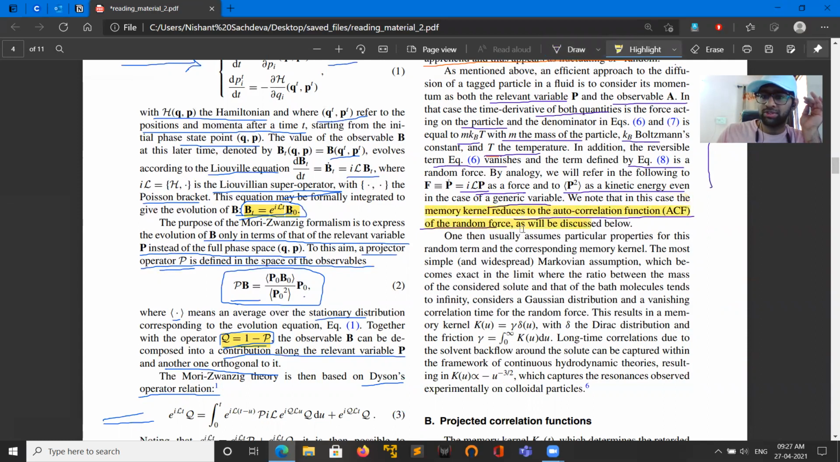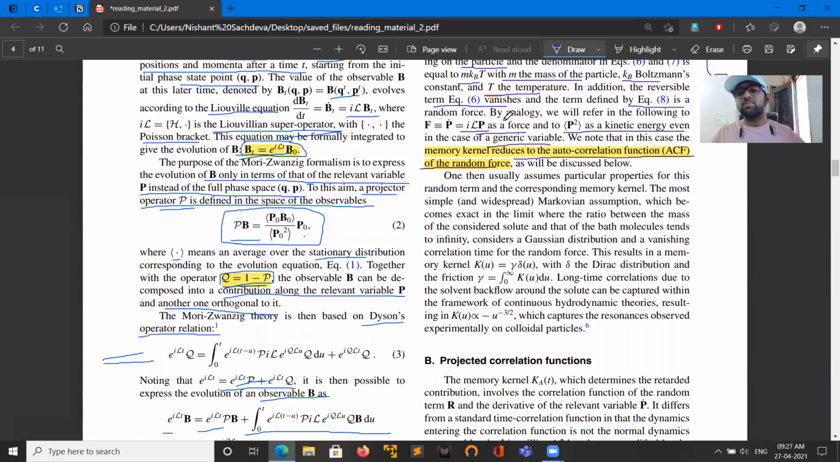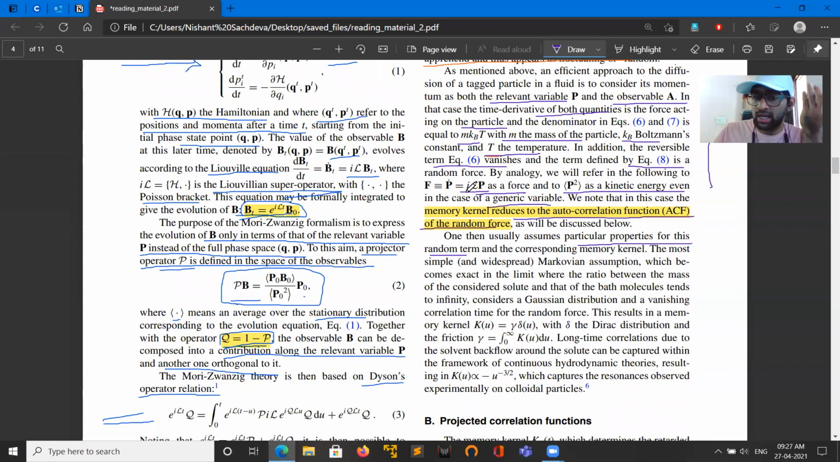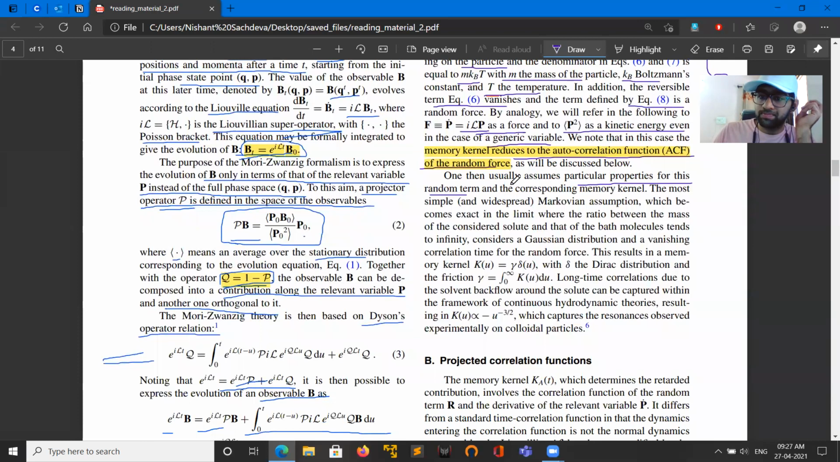So far, we know that this thing happens. How exactly, we will see ahead. One then usually assumes particular properties for this random term. Once we assume that iLP is a force and P square is a kinetic energy term, we assume that the random term and the corresponding terms have particular properties, even if only for a generic purpose.